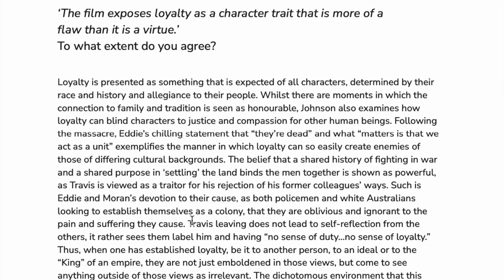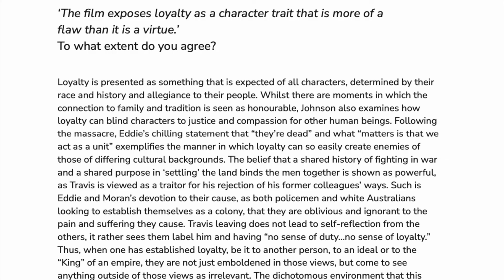And so this sentence, when we take a look at it on its own, is really getting to the heart of the question, that Eddie and Moran have a devotion to their cause, i.e., a sense of loyalty, as policemen and white Australians, that they are oblivious and ignorant to the pain and suffering they cause. So therefore, this loyalty is a flaw more than it is a virtue. That's why it's so important that we've got a range of synonyms to be able to use, like ignorance and also devotion, so that we're not just repeating loyalty and flaw and virtue all over the place time after time. But it's a really clear way of saying, yes, I'm responding to what this question is asking.